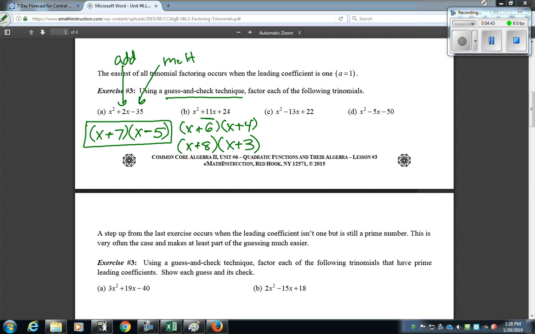Well, 8 plus 3 is 11, and I didn't talk about this part yet, but that 24 is positive, so it means my signs are going to have to both be positive because my middle term is positive as well. So that one doesn't work, but this one does.